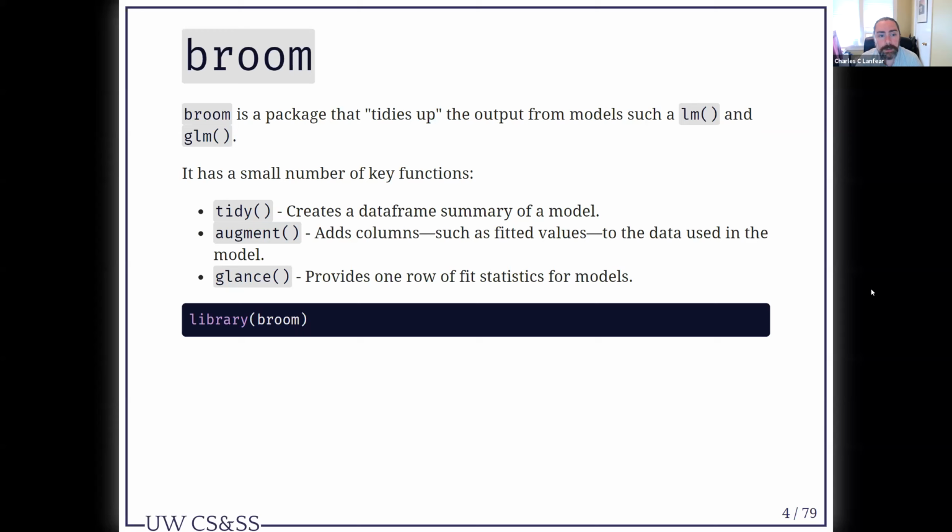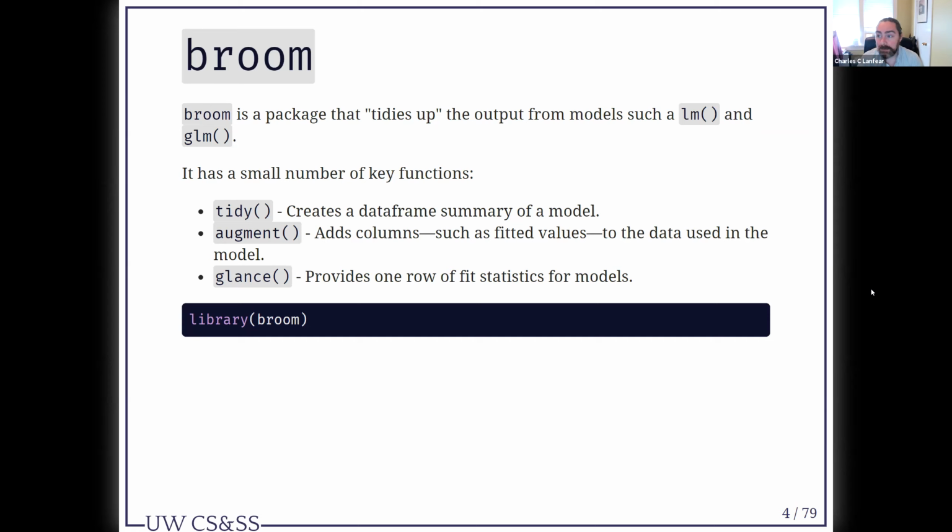Next main function in Broom is augment. What augment does is, provided a model, it will return the original data used to fit the model and add a bunch of columns to it that describe things like fitted values for every row of the data, leverage statistics, stuff like that. I'll show it in a minute. The last one is glance. Glance provides a single row of fit statistics for a model that you give it. So you get one row, and then each column is things like the R squared, adjusted R squared, AICs, BICs, all that kind of junk.